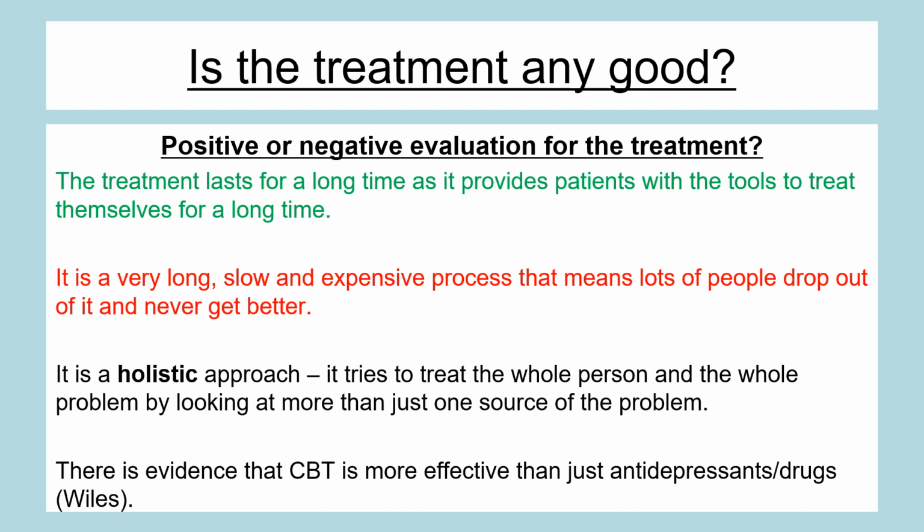Third one, it is a holistic approach. It tries to treat the whole person, the whole problem, by looking at more than just one source of the problem. So we're looking at our thoughts and our behaviours here, lots and lots of things. If something is holistic, we know that that is a really good thing. And finally, there is evidence that cognitive behaviour therapy is more effective than just drugs. And that's from some research by Wiles, which we're about to look at. So clearly, good treatment process here if it's got research evidence to back it up.